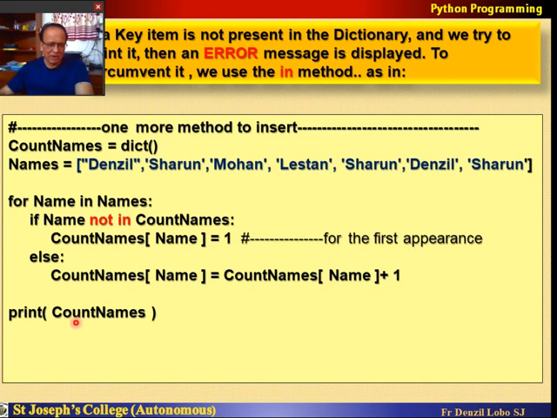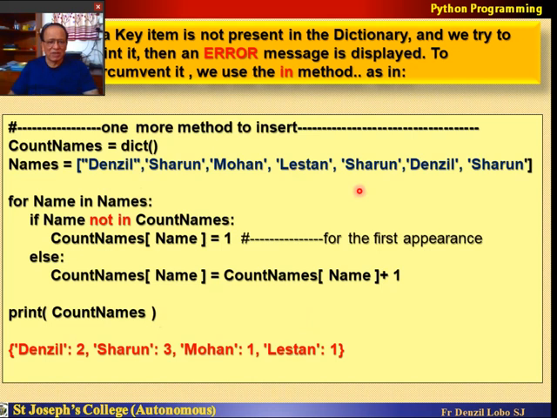Let us see now. So what you say, print count names. You're printing these. Now after doing this, I see that Denzel appears twice here. Sharon appears 1, 2, 3 times. Mohan once and Leston once. So this is how we have taken the list, and from the list we have created a dictionary which gives us how often a particular key name here appears in the list, and we are going to use the same thing to find out how often a particular word appears in a text. We convert that text into a list and from the list into a dictionary. So this is how we have used it.